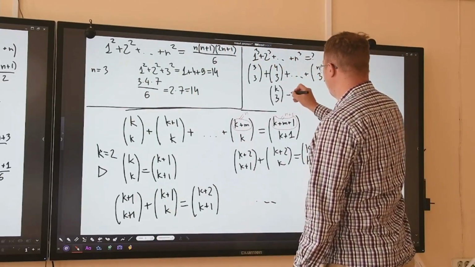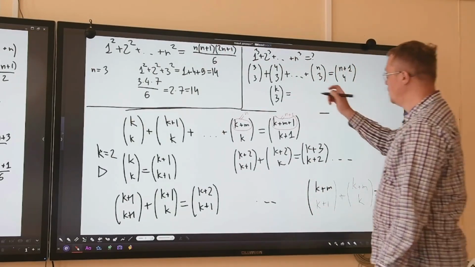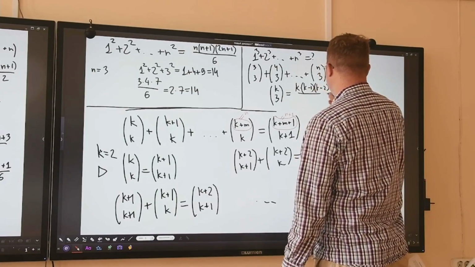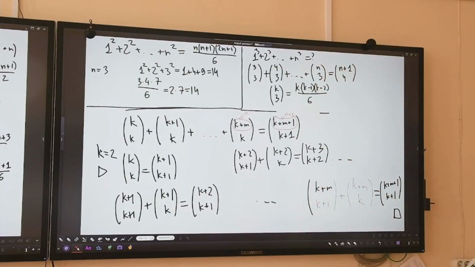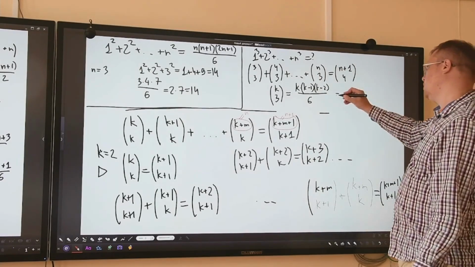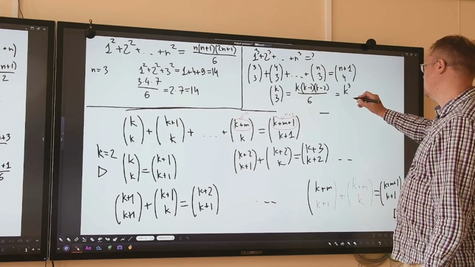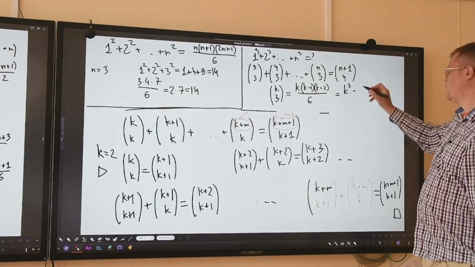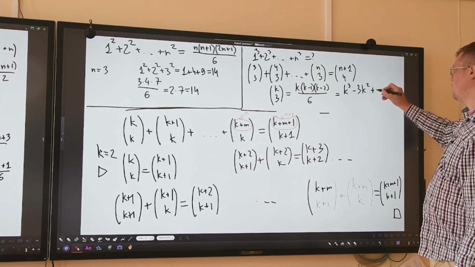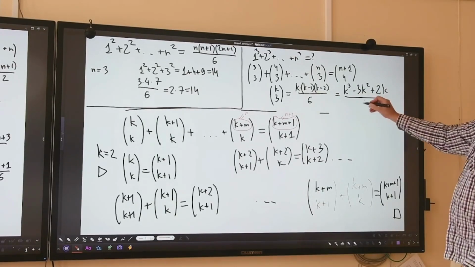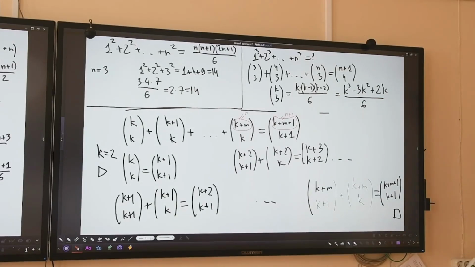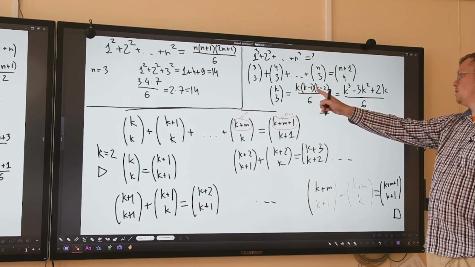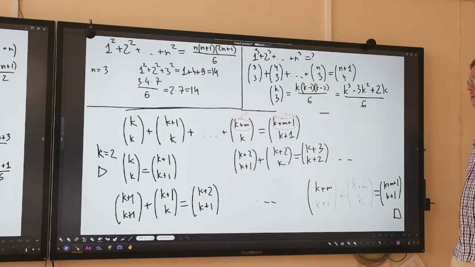So if I look at what is k choose 3, it is k times k minus 1 times k minus 2 divided by 6. And so this will be k cubed minus 3k squared plus 2k over 6. Because k minus 1 times k minus 2 is k squared minus 3k plus 2. And so this will be multiplied by k here.